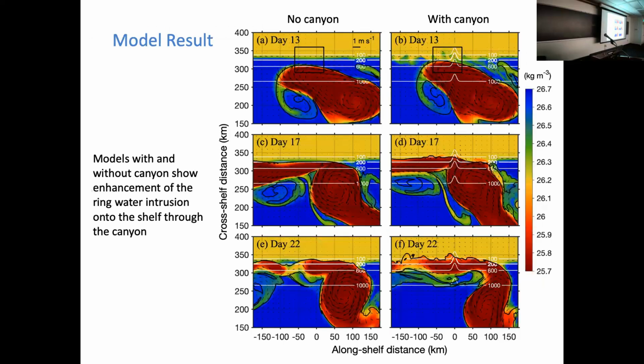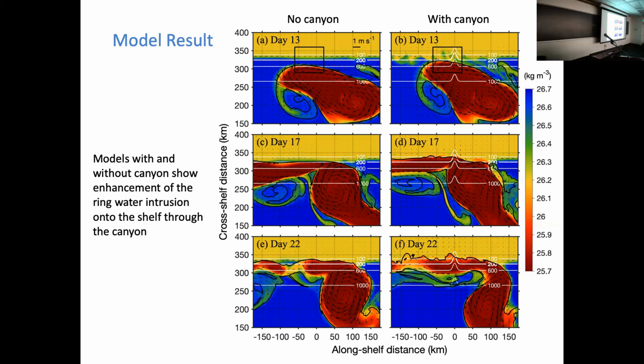Okay, so again, we now have a pattern, we have a feature, and we want to understand the dynamics. Of course, for this particular time, we didn't have any subsurface measurements, so we decided to run an idealized numerical model. We start by running two models: on the left without a canyon, so it's just the ring and a straight shelf break, and on the right with an idealized canyon. That white line is an isobath, and an idealized canyon is there. This is day 13, 17, and 22. You can see when the ring impinges on the shelf break, it generates this intrusion along the shelf break to the west, just like we described earlier.